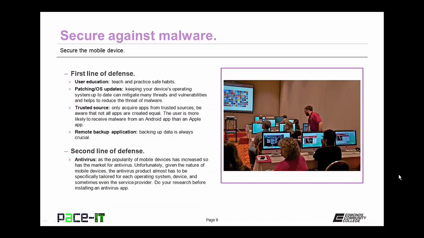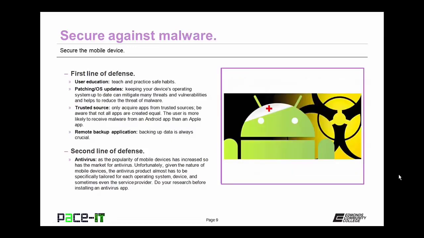Again, your remote backup application is part of your first line of defense. Backing up your data is always crucial. Your second line of defense on the mobile device is antivirus. Why is it your second line of defense?